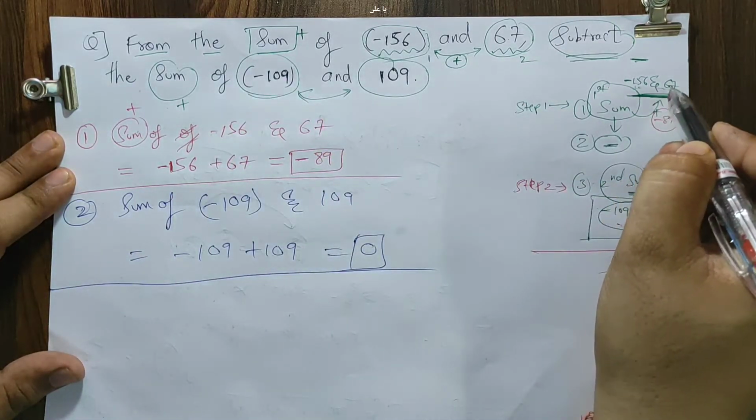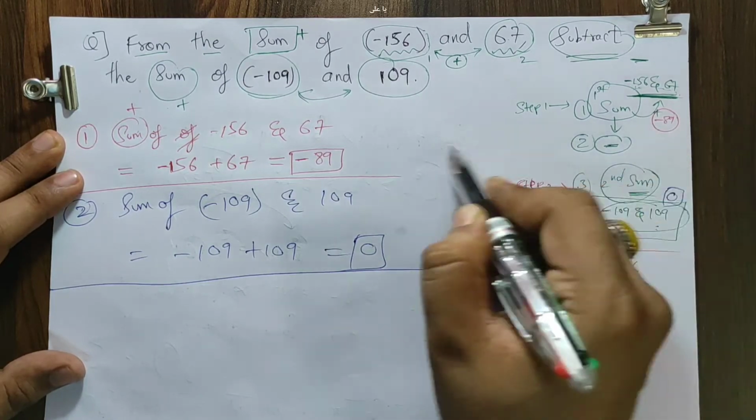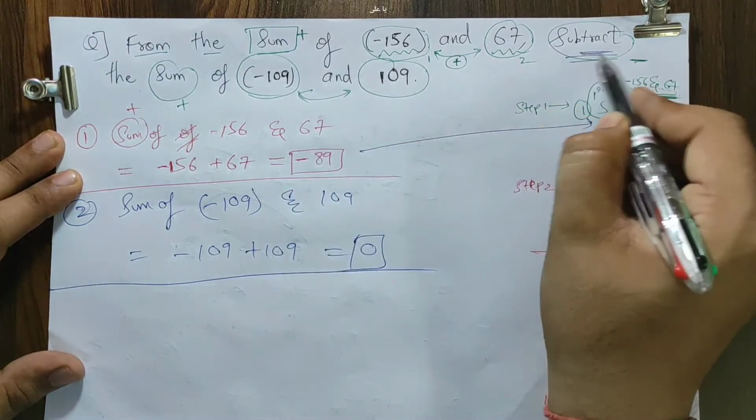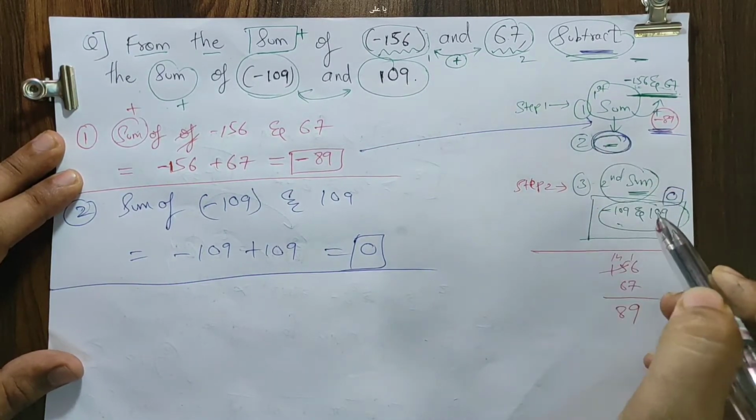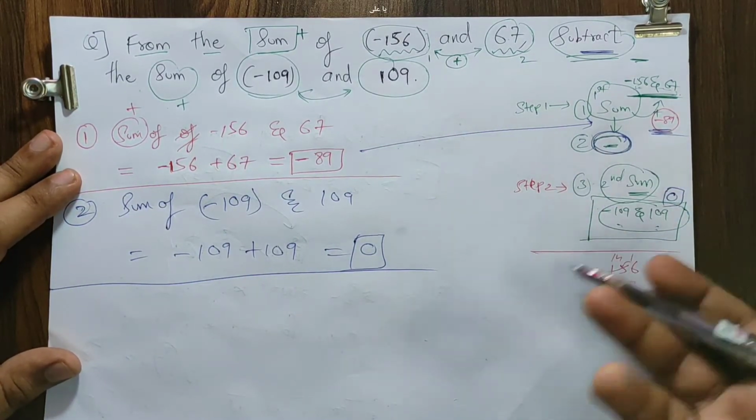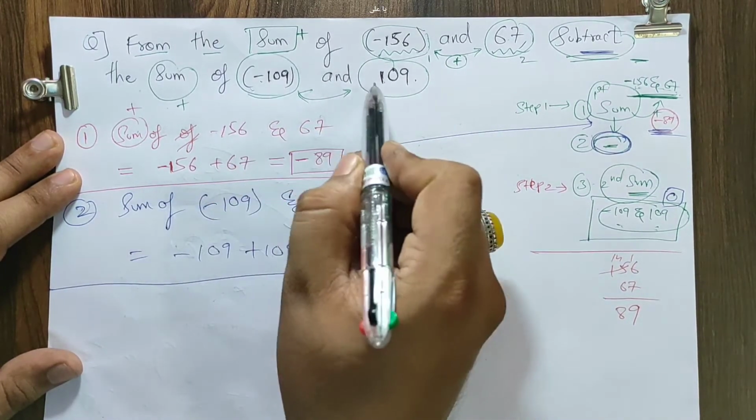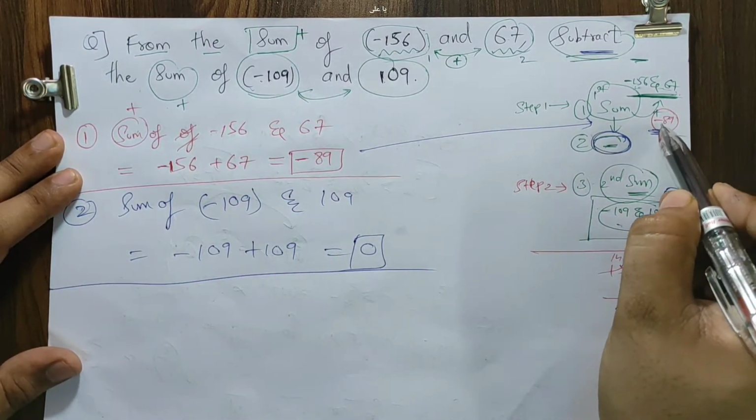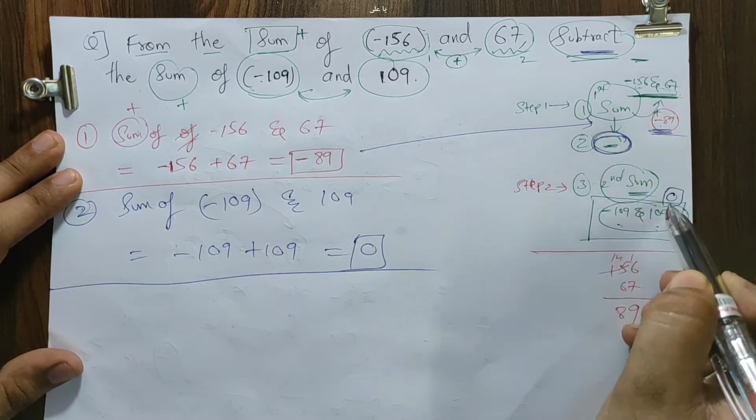Once again, let's read the sum. From the sum of these two numbers, whose answer came as minus 89, subtract. The word subtract means apply the minus sign. And what to subtract? क्या subtract करना है? The summation of these two numbers. But the answer of the summation of these two numbers came to be 0. That means from this minus 89, I need to subtract this 0.